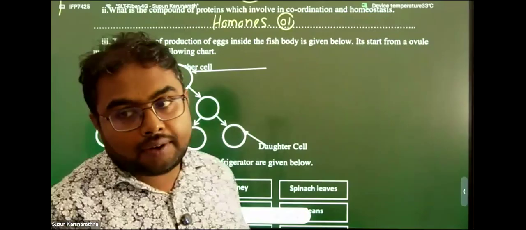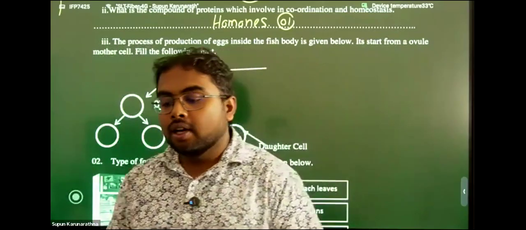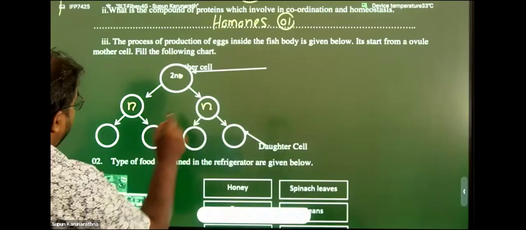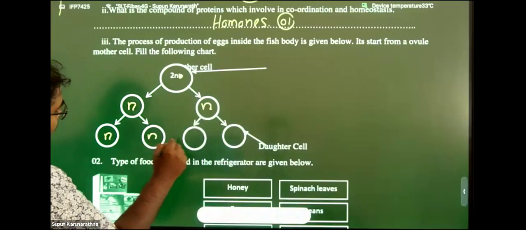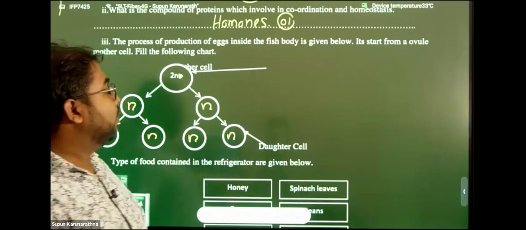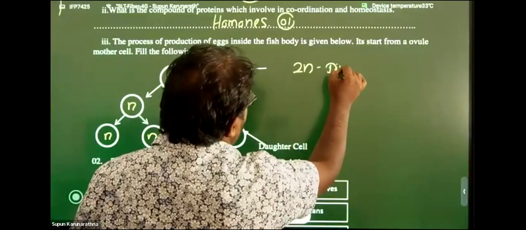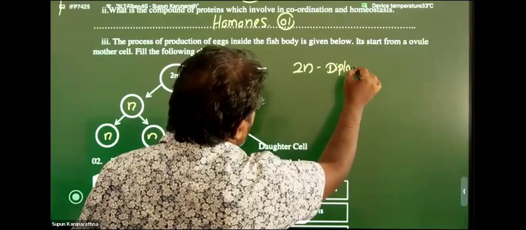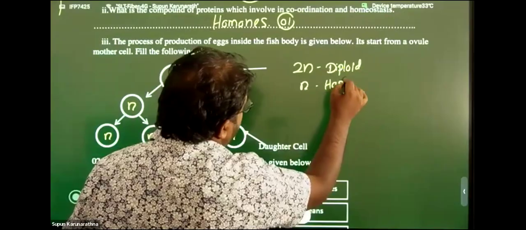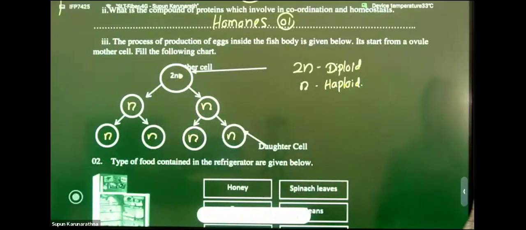There are two types of cell division methods in the living body. We call them meiosis and mitosis, right? So then here what happened? 2n becomes n, right? From the n it becomes another n cells. 2n we call a diploid cell. N we call a haploid. Diploid and haploid.